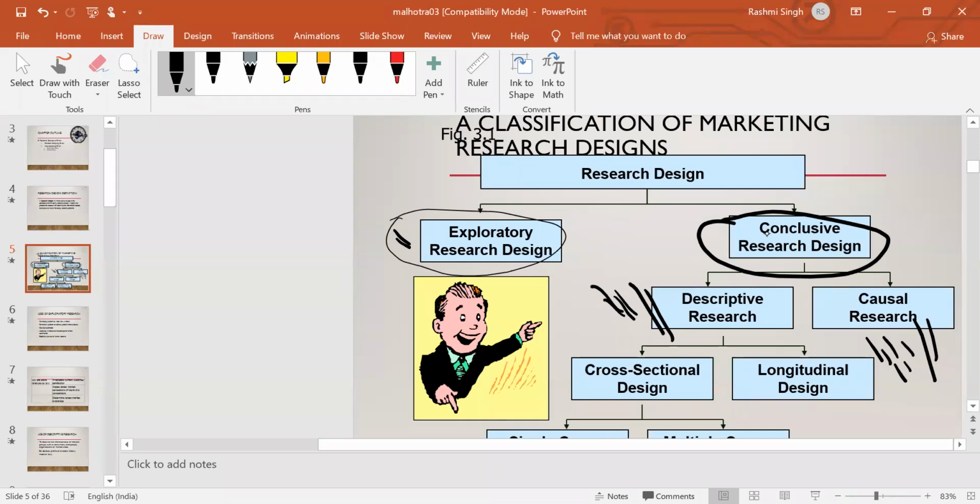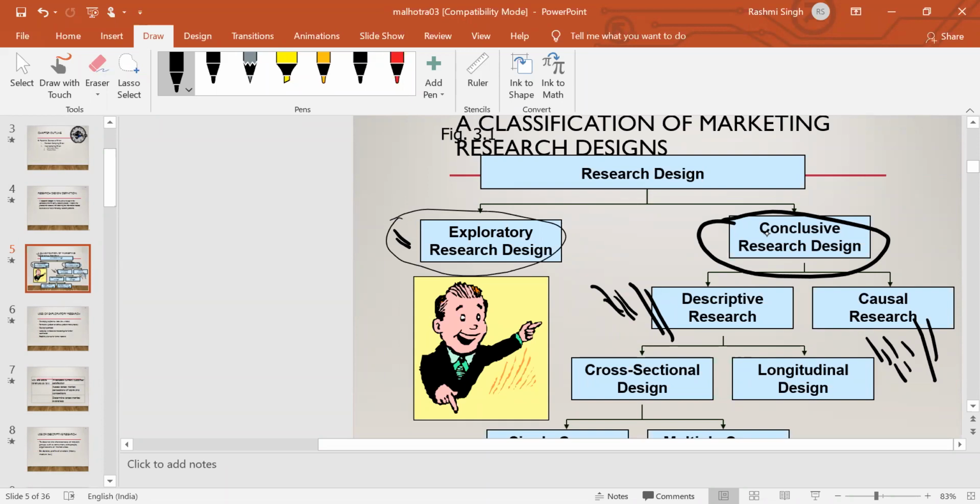Suppose you open some new store in some new area. Let's say in Jetney area you have opened your newly apparel store. You are not aware about this particular Jetney area, or you want to know what will be your sales in that particular area.